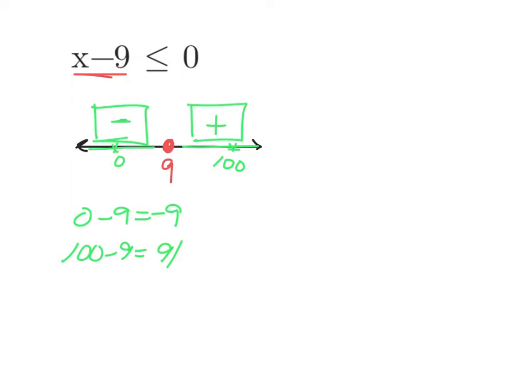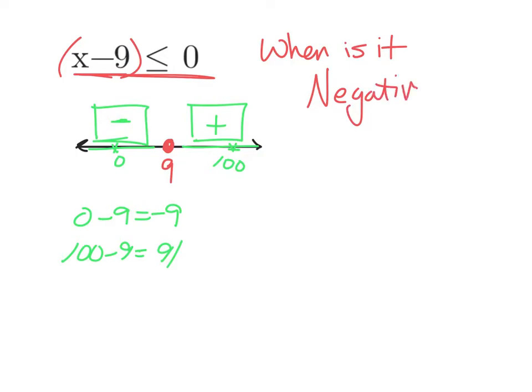So, in order to answer the question, we go back to the question. I want to know when is x minus 9, our expression, less than or equal to 0. So really, I'm asking, when is it negative? Okay. Well, look at your sign chart. It's negative over here when x is less than or equal to 9. Now that's an obvious one that you did not need a sign chart to solve. But I want to start easy with you so you can see how a sign chart works.